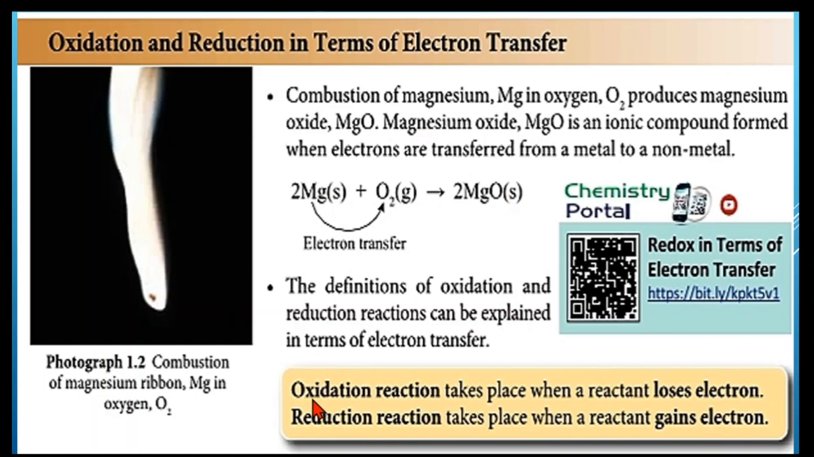So oxidation in terms of electron transfer takes place when a reactant loses electron. Oxidation adalah apabila donate electron. Reduction is when a reactant gains electron. Okay? Remember.